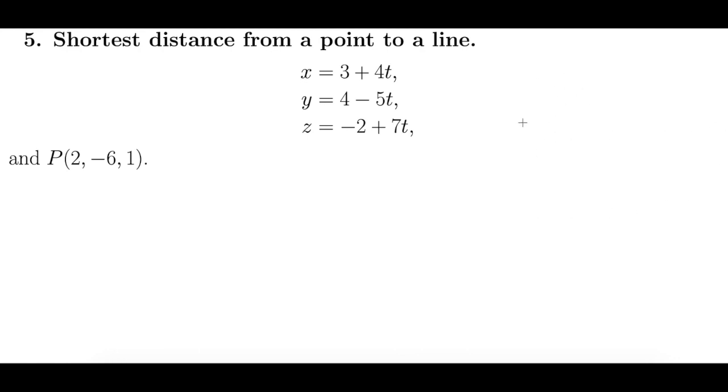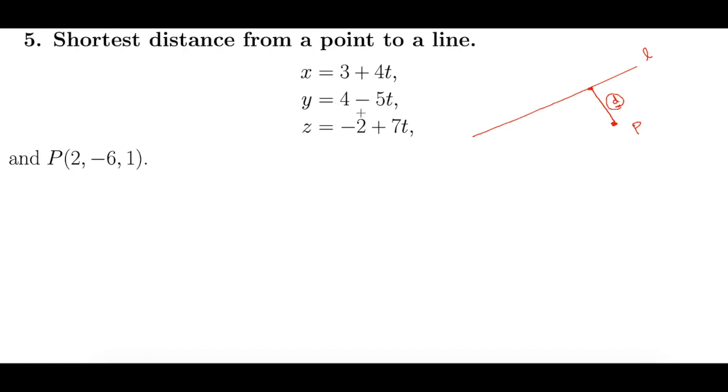So the situation is like this. We have this line, okay, and we have this point, okay. Now the shortest distance is what? The shortest distance is the perpendicular distance. So this is my P, and this is my line L, whose equation is given to me, and I'm interested in this distance here, D. This is what I'm interested in, okay.